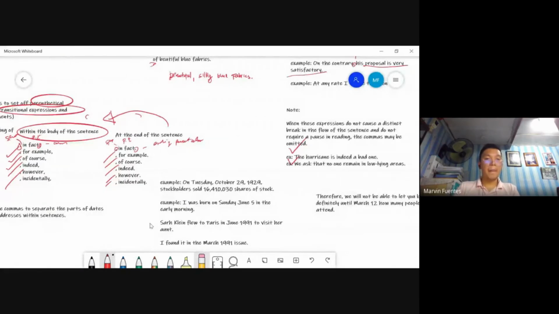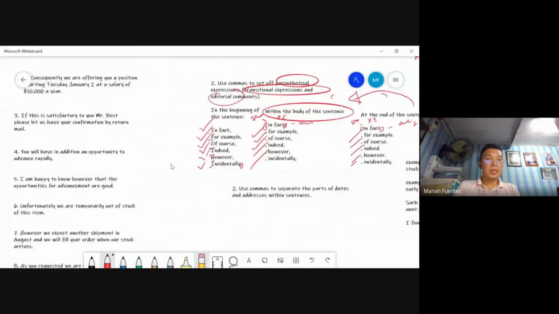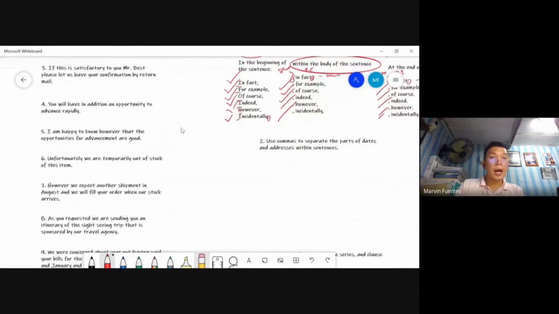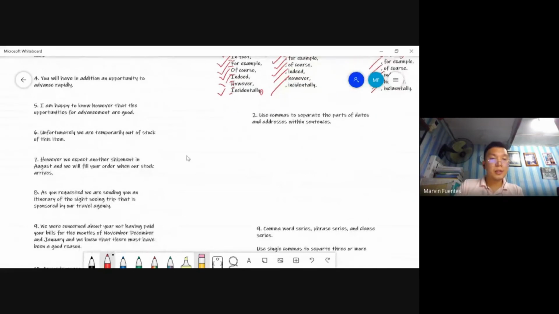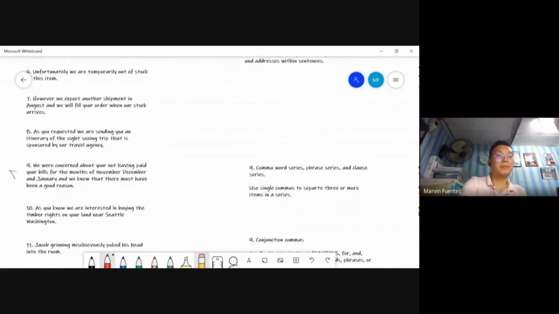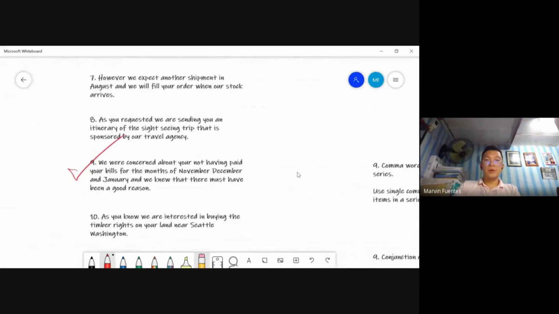Now, let's check this example. I'm happy. What else? Most probably na ano na natin to. Alright, this one. Sige nga, pa-check ako. We are concerned, sulatin nyo, we were concerned about your not having paid your bills for the months of November, December, and January, and we knew that there must have been a good reason, period.